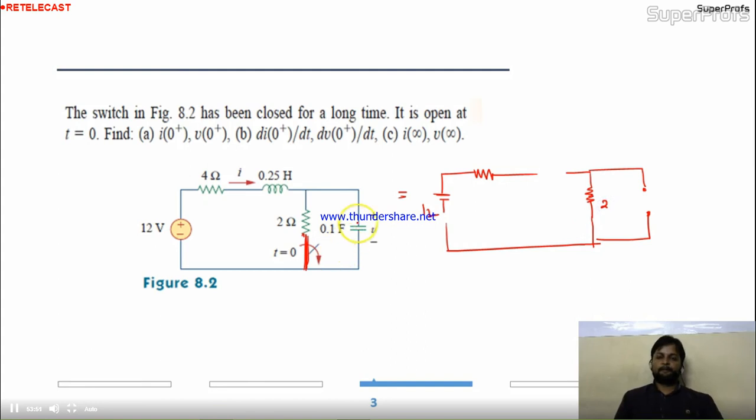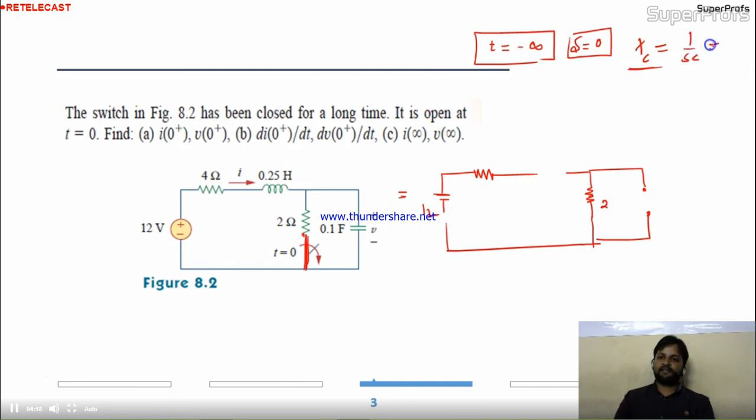Don't worry about that. So see, it was in steady state, right? Means at t equal to minus infinity it was working. T equal to infinity means s is equal to 0. Is it okay? So if s is equal to 0, what about the capacitive reactance, XC, 1 by sC? It is infinity. What about inductive reactance, sL? It means 0. So you will replace the inductor by a short circuit. You will replace the capacitor by an open circuit. It is as simple as that.